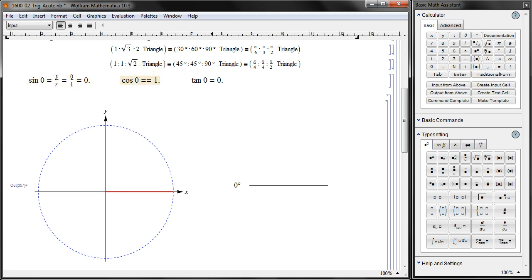Cosine of 0 is x over r, which is 1 over 1, so it's 1. And how about tangent? It's y over x, and y is 0, it doesn't go up at all. And that's 0, you can calculate like these. Degenerate triangle.